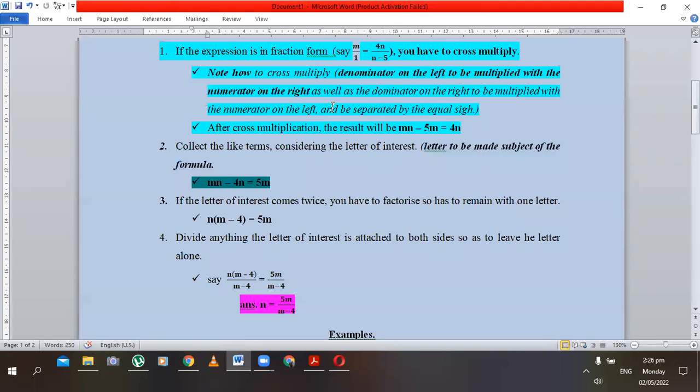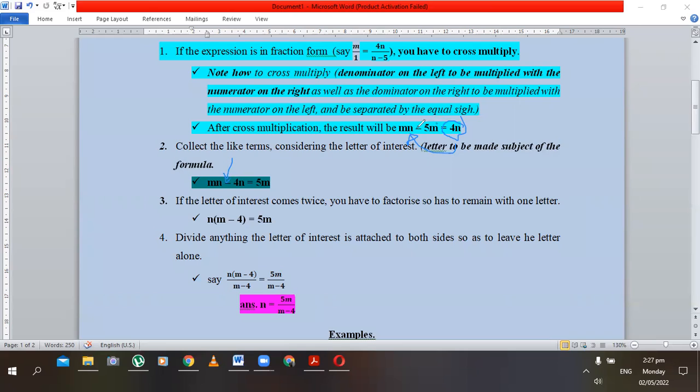That is the reason why I did this. I got this 4n, because it has got n. I made sure that I push it to this side where there is n. And this 4 is positive. The moment it gets to the other side of the equal sign, it became negative. That's why I have a negative here.